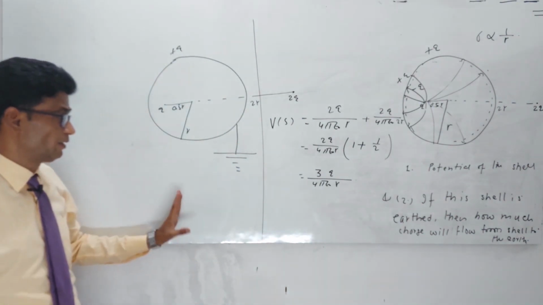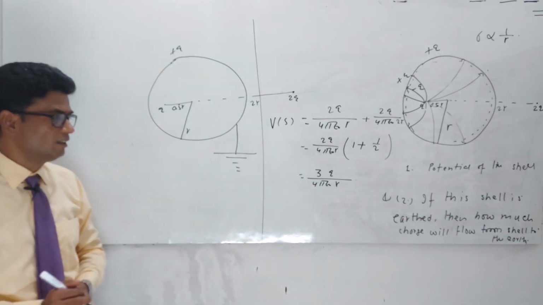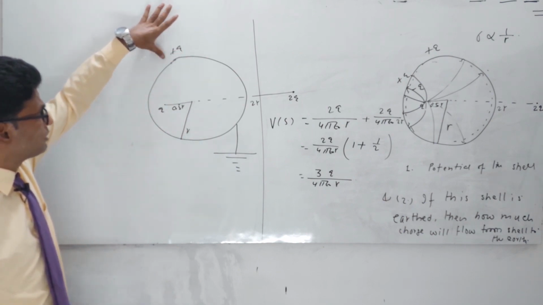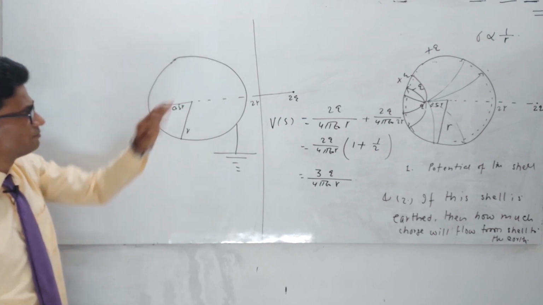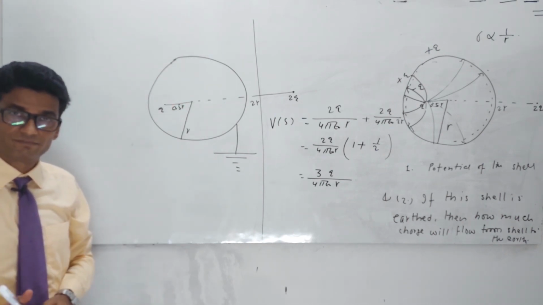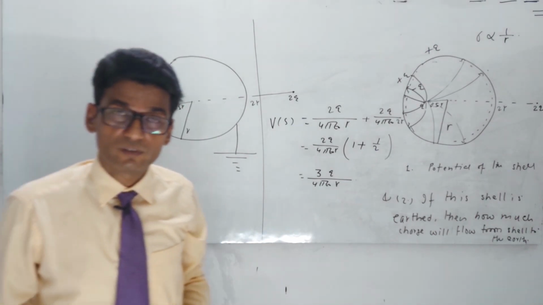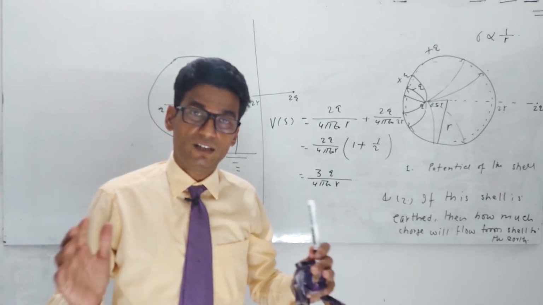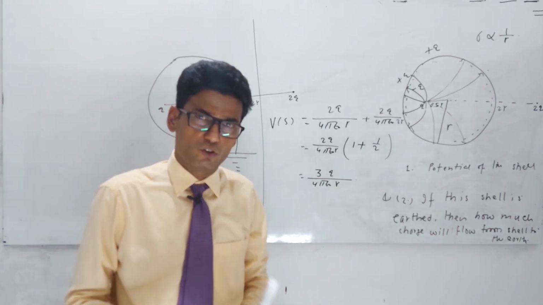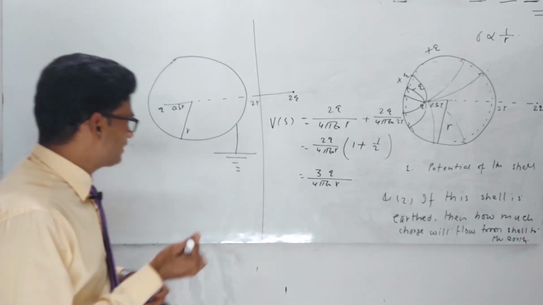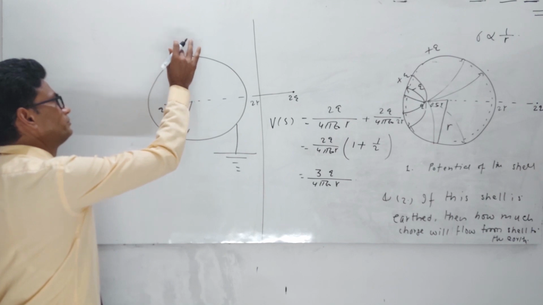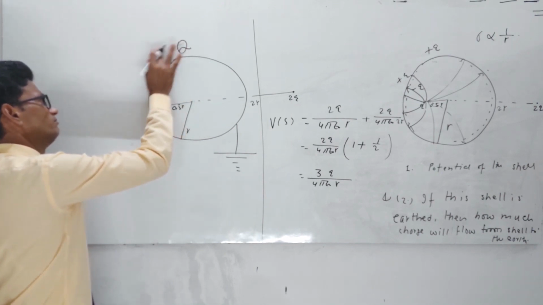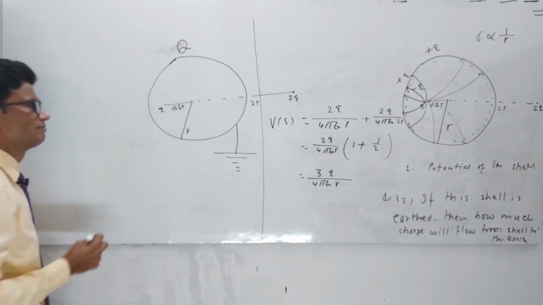Now, what will be after earthing? We have to find what charges will be left on this shell after earthing. We do not know right now. So take it, say, plus q. Take it as q, whatever plus or minus, we will judge later on.